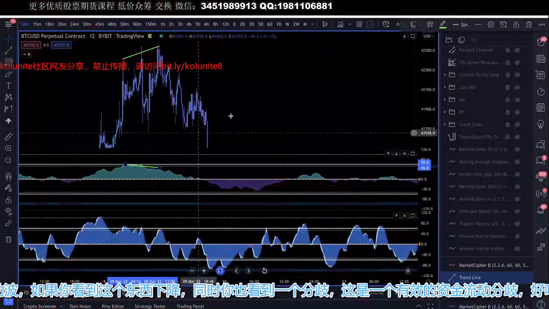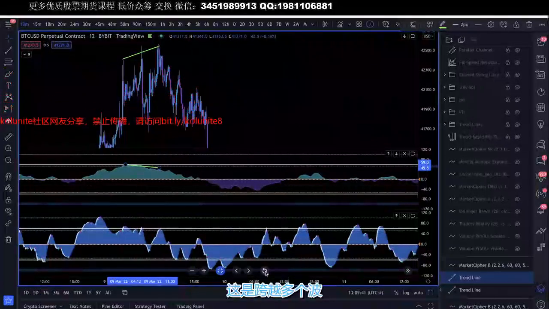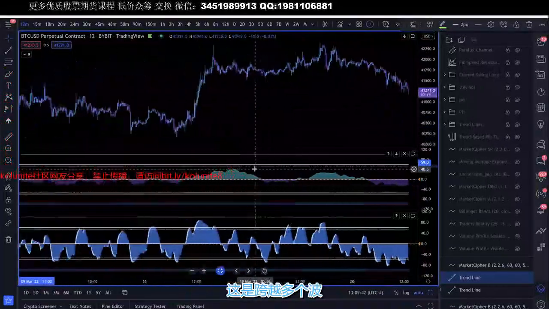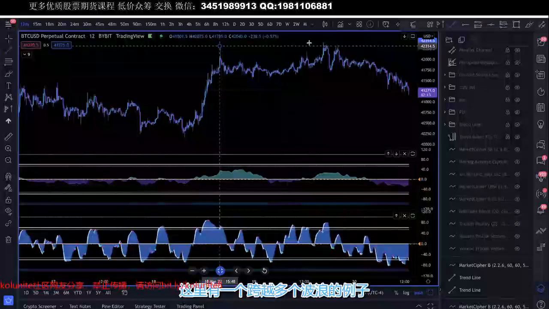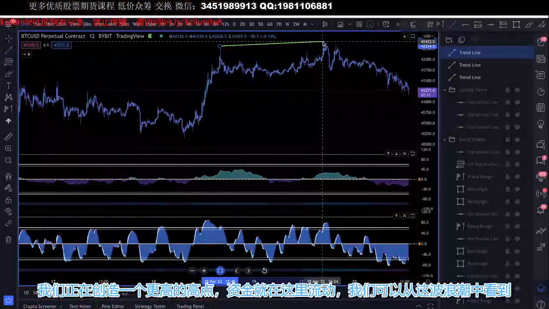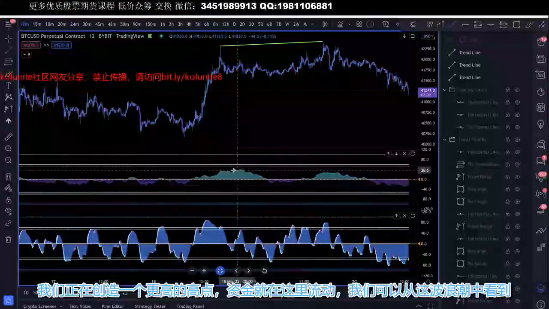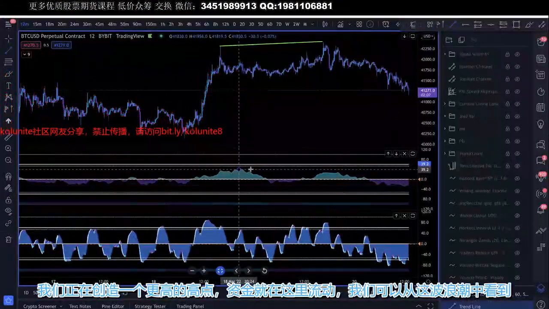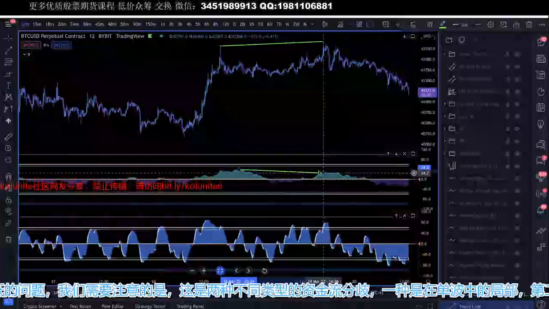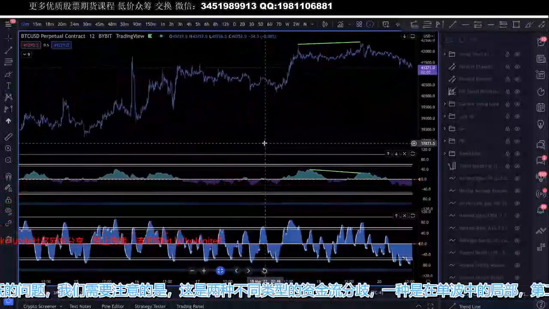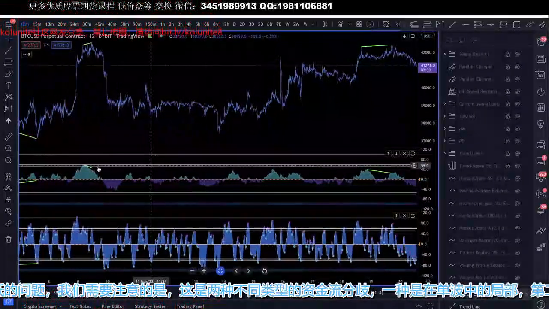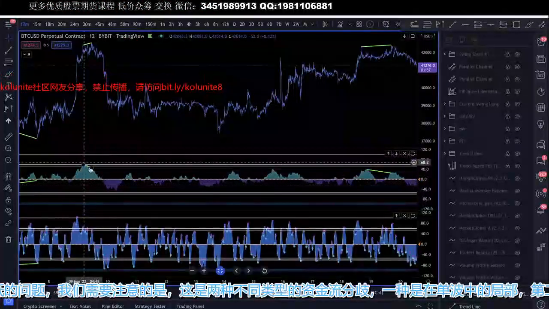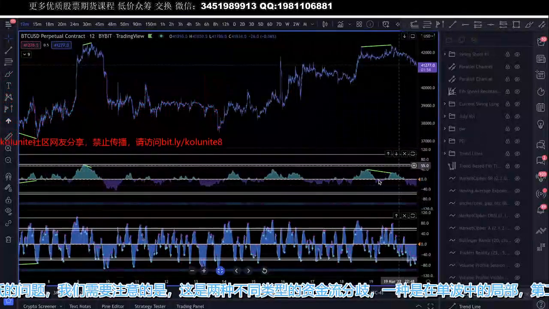Okay, another way to be looking at money flow divergences is across multiple waves. Here's an example of that across multiple waves. Right here, we're coming up to making a higher high, and the money flow right here, we can see, is from this wave to this wave getting lower. Okay, so these are two different types of money flow divergences that we need to be aware of. One is locally within the single wave. The second type is from wave to wave.